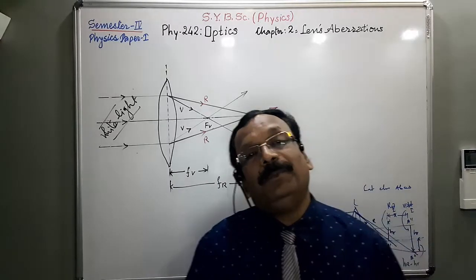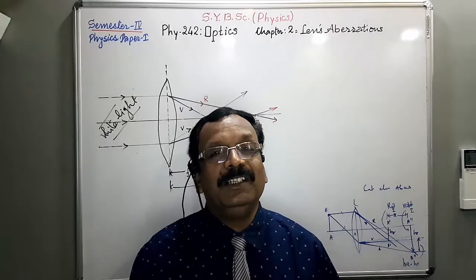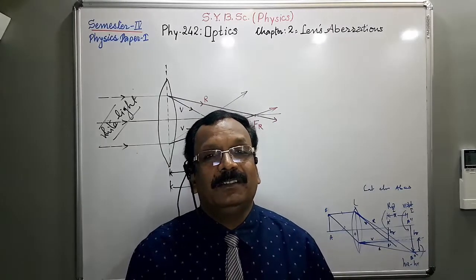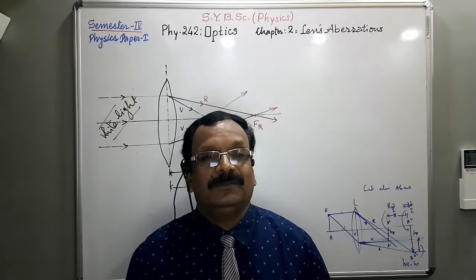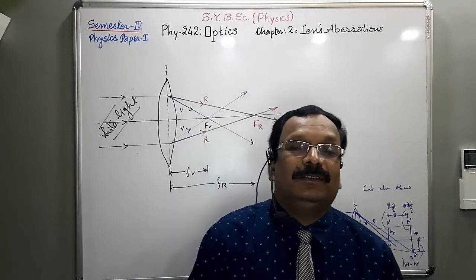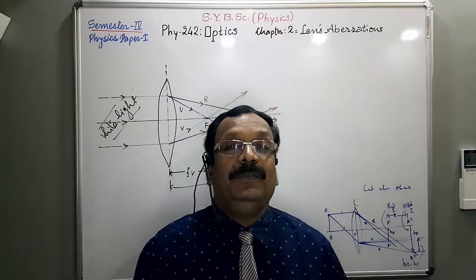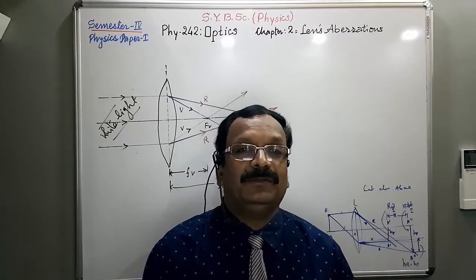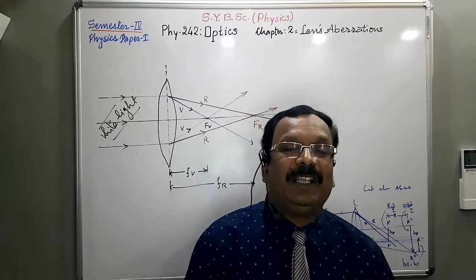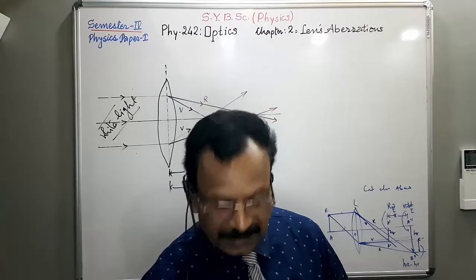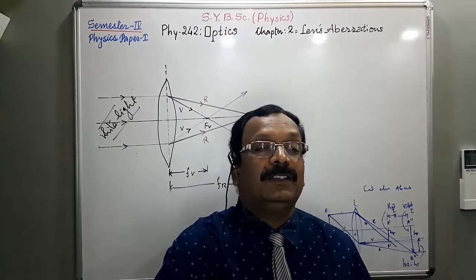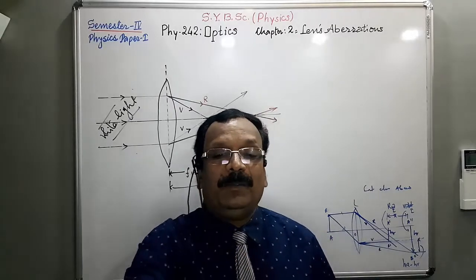Okay, in the previous lecture we studied the last one, distortion, that is a defect in image belonging to monochromatic aberration. Now in this lecture we are going to see the chromatic aberration.